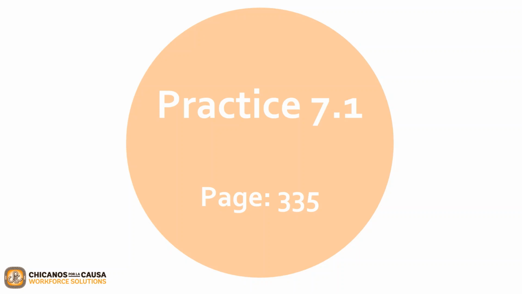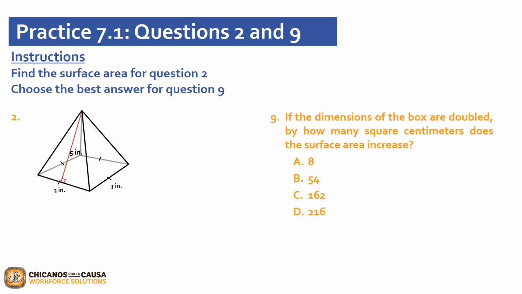For practice 7.1, complete questions 2 and 9. For question 2, you are being asked to find the surface area. And for question 9, you are being asked to choose the best answer. So go ahead and click pause at this time and complete both questions and come back so we can review them together.